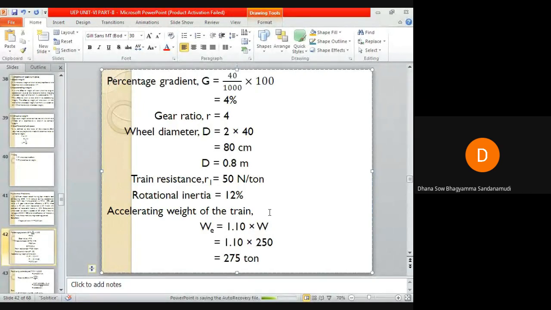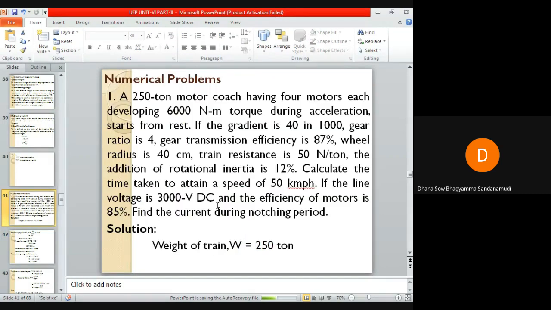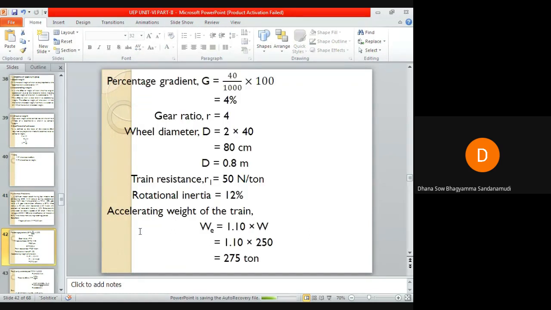So 50 Newton per ton, and rotational inertia is 12%. Write down the rotational inertia, and let us determine the accelerating weight of the train. You know the relation between the dead weight and the accelerating weight. Accelerating weight We is equal to 1.10 into W. What is W? Dead weight is 250 tons. So 1.10 into 250, you will get 275 tons. So we have determined the accelerating weight of the train.